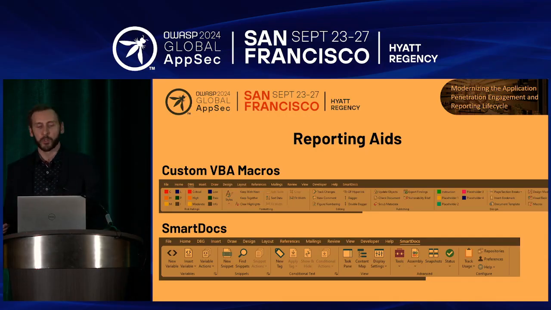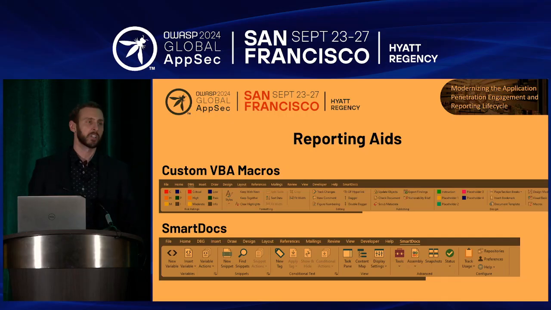But then we have another tool called Smart Docs, and this is a commercial tool. It's like a plugin or extension for Word. It gives us yet another custom ribbon, and this is, I think, what really gives us substantial capabilities beyond vanilla Word, especially when it comes to content management and interaction.